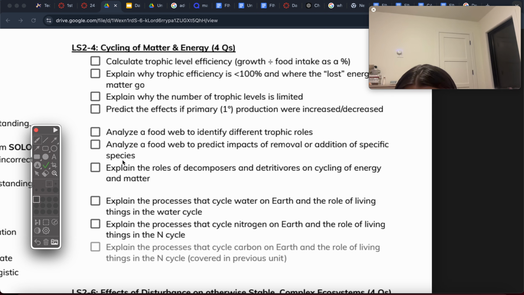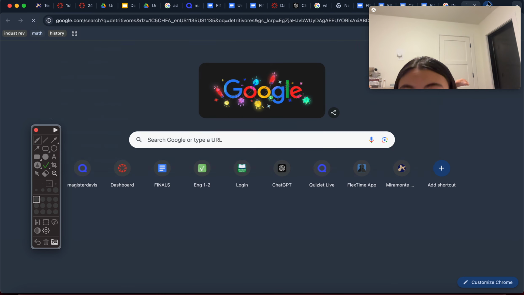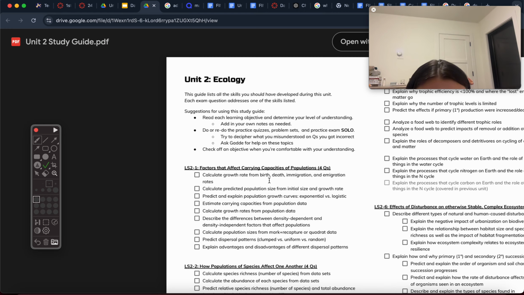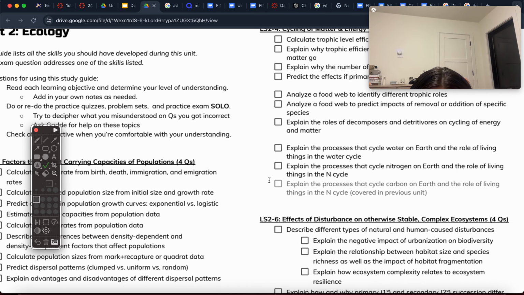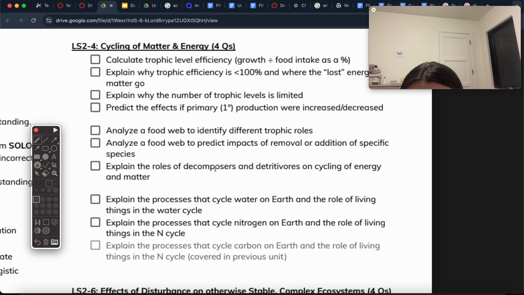Okay. Explain the roles of decomposers. What is a detritivore? Detritivore. Oh, that's a decomposer. Oh wait. Okay. On cycling of energy and matter.